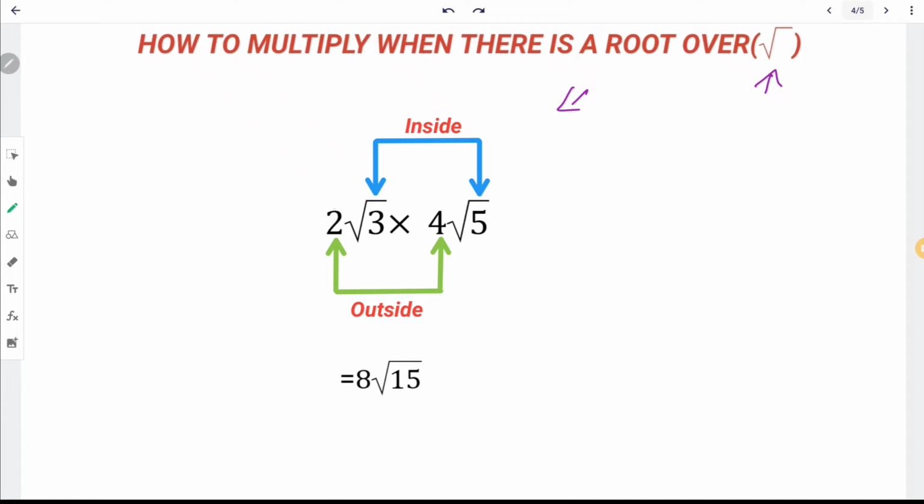So when you look at the outside first, 2 is here, 4 is here, right? So 2 4s are 8. And then like I said, inside, right? So 3 5s are 15. Once again, remember, outside you will multiply, and then inside you will multiply. So that is how we will multiply when there's a root over.